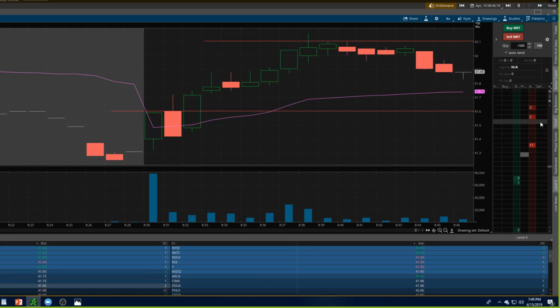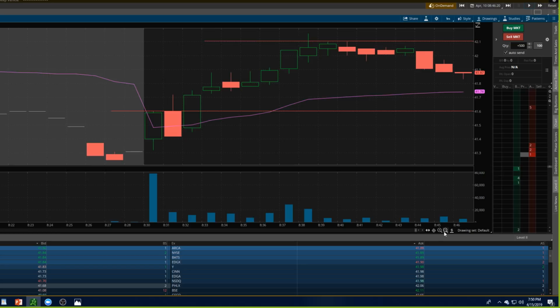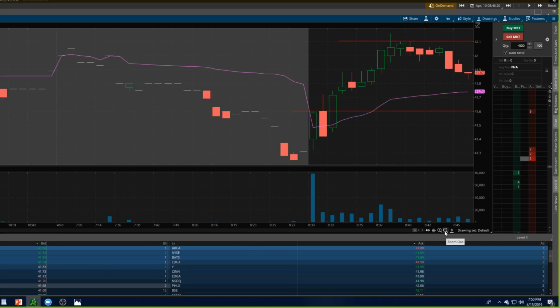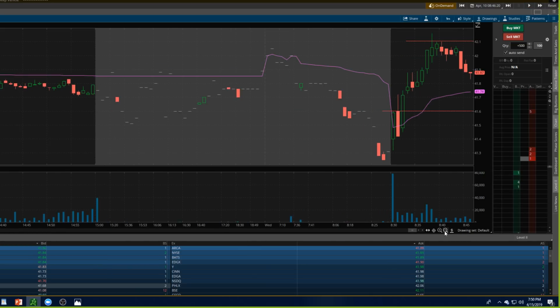And we can wait for the pullback here. And again, we can also get into the habit each time we're building a trading plan to analyze the range of the stock. In this situation, we have the low of the day here, and we have the high of the day up here at 42.10, or we can even use 42.15 if we want for this. And so that gives us a range. Let's see, 41.32. I'm just going to say 41.30.